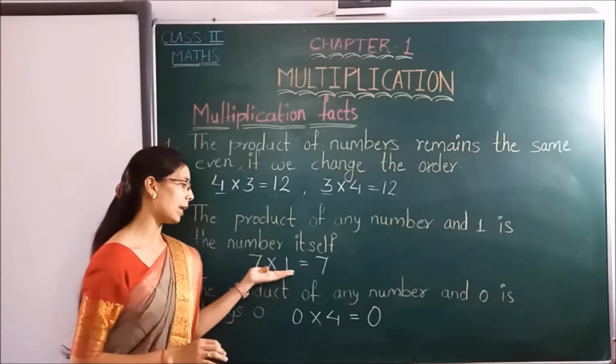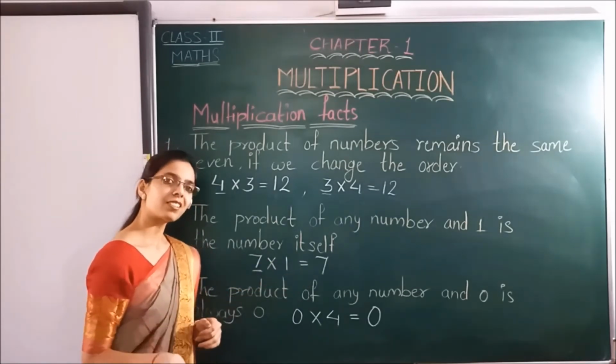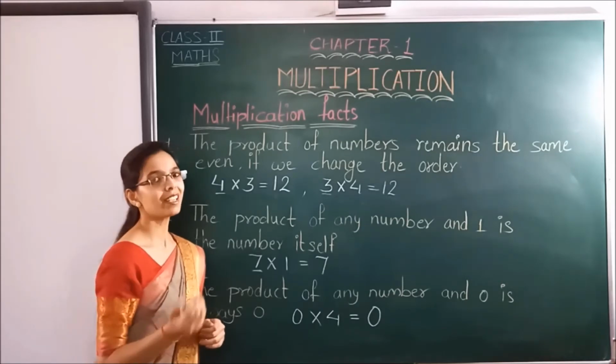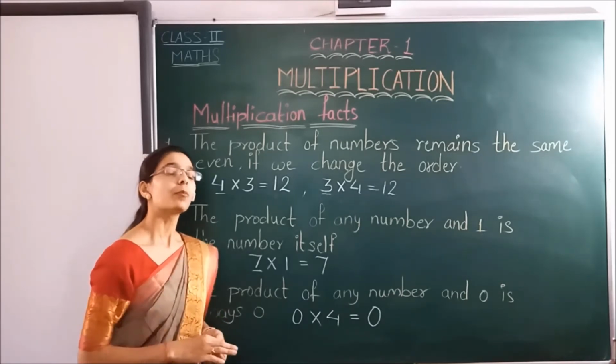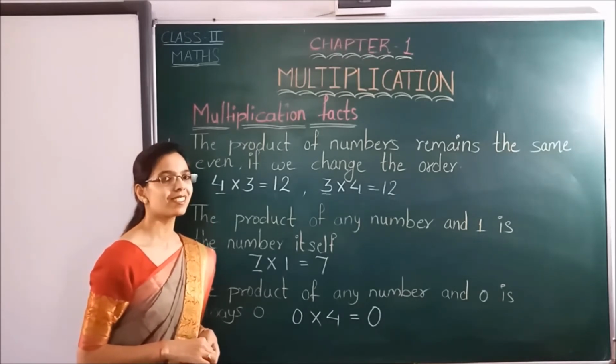Like 7 multiplied by 1 is 7. 3 multiplied by 1 is 3. 4 multiplied by 1 is 4. Okay, so the product of any number and 1 is the number itself.